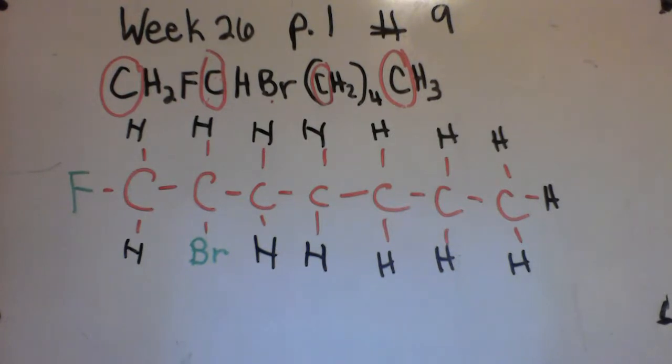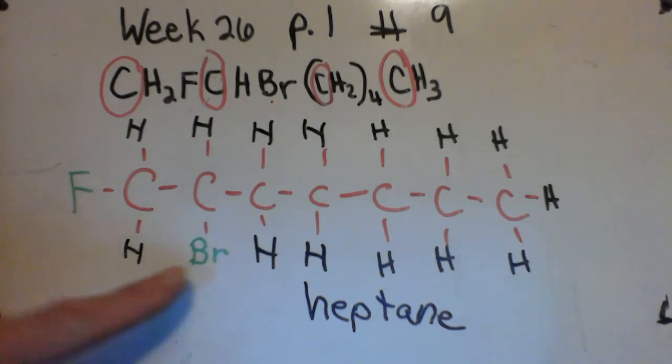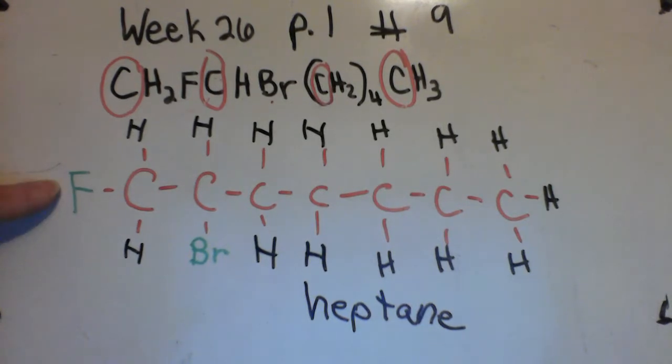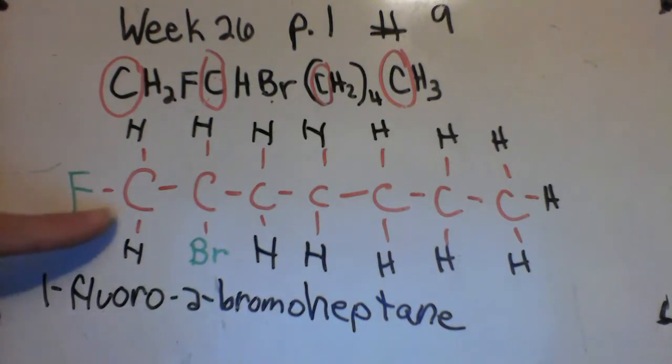So we're going to start by naming the parent chain, which has 7 carbons, as we already determined. And a hydrocarbon with 7 carbons and all single bonds is going to be called heptane. Now there are 2 halogens. One is fluorine and one is bromine. So we're going to say 1. Fluorine is at the first carbon.